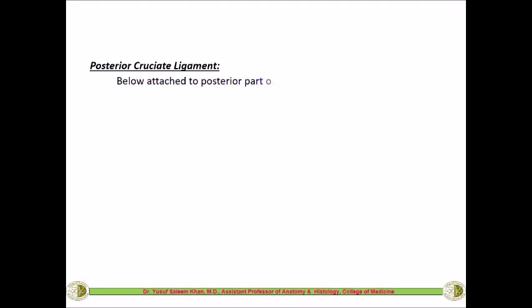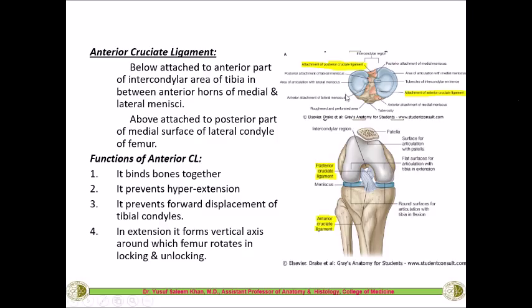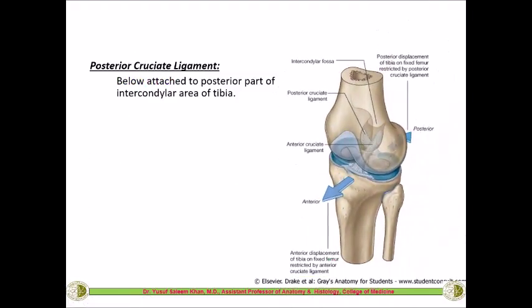Coming to the posterior cruciate ligament, this is attached to the posterior part of the intercondylar area. If you can remember, here is the attachment of the posterior cruciate ligament. So it is posteriorly attached, so it is called the posterior cruciate ligament. But it comes forward and gets attached again. If you can see here, it comes forward above and gets attached to the lateral surface of the medial condyle of the femur.